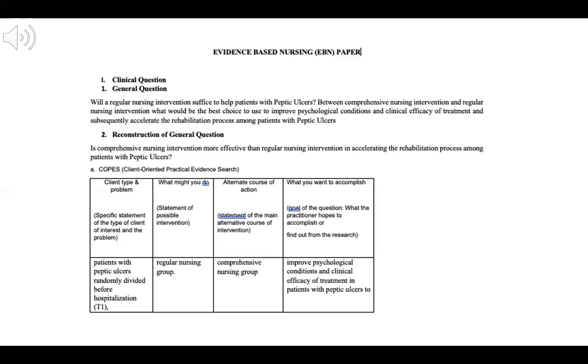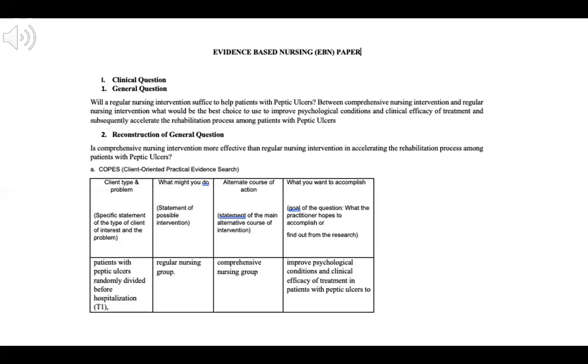or the EBN paper. So flashed on the screen right now is the EBN paper that we have for our client in the EdPuzzle activity. The parts of the EBN paper include first the clinical question that starts from a general question, then later on we reconstruct the general question to have a more deliberate and more straightforward inquiry about this particular intervention.